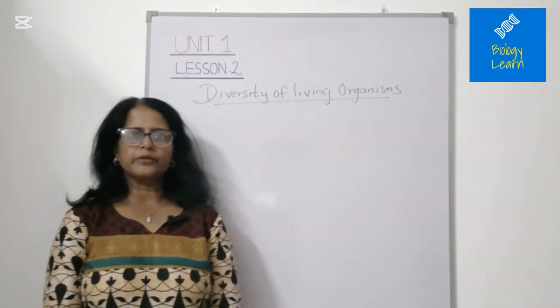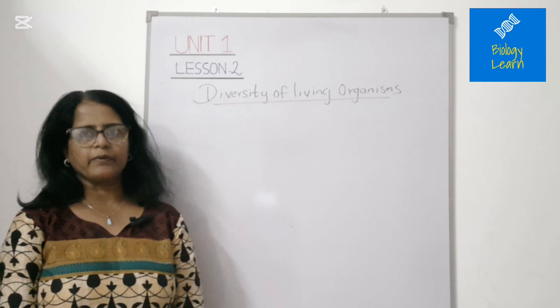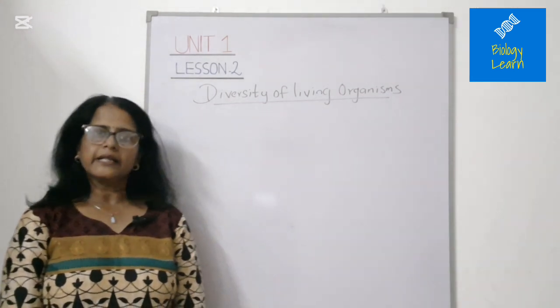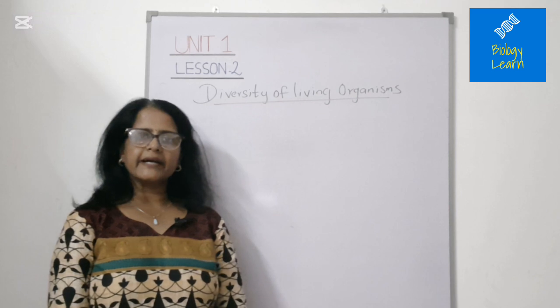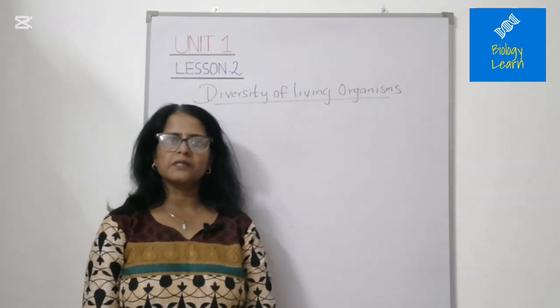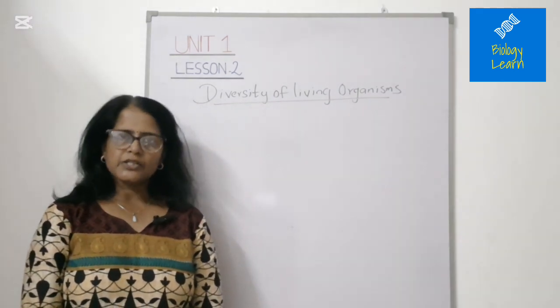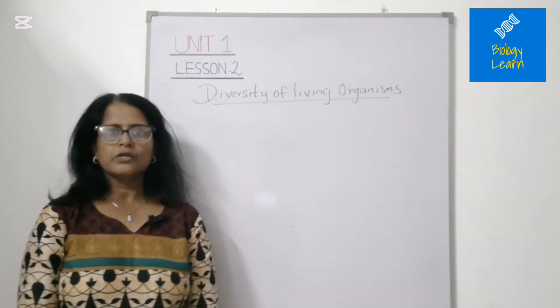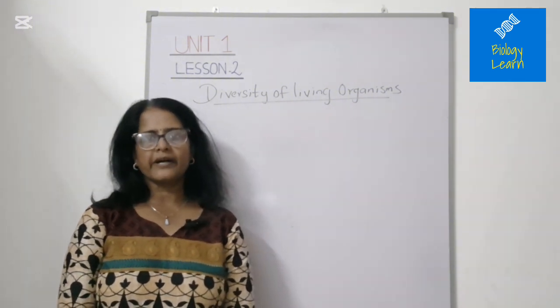Today I am going to do lesson 2 of Unit 1, that is Diversity of Living Organisms. Living organisms are mainly divided into 5 main groups depending on their structure, their nutritional type and their characteristics. So I am going to write all the 5 groups.